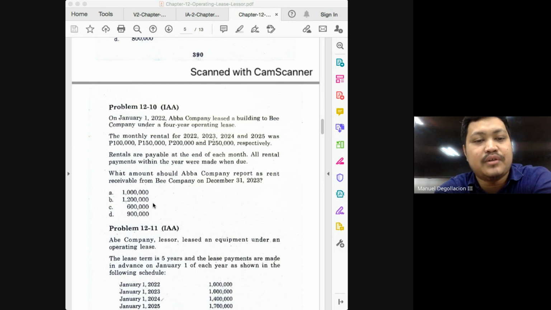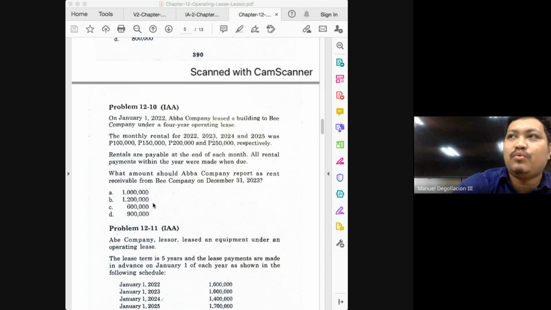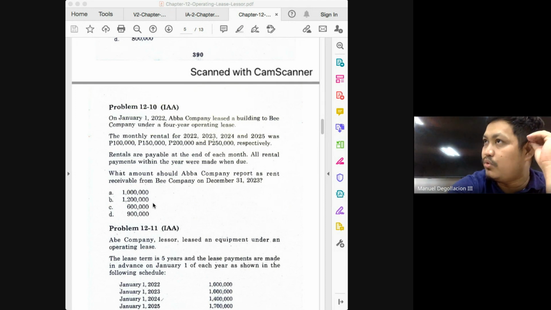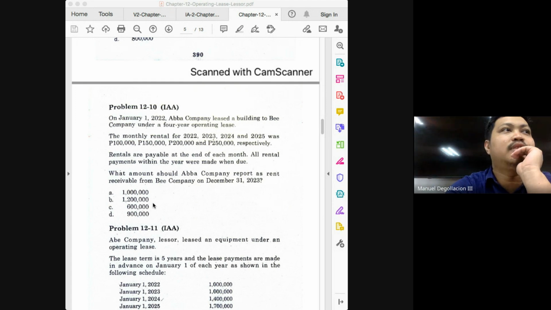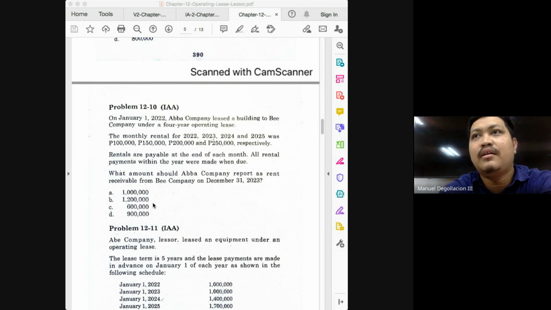But the question is not just on the rental income. The question is on your receivable. How much did we collect in 2022? We only collect the 100,000 monthly rental. So for 2022, we receive a total of 1,200,000. And how much income have we earned? 2,100,000. So what's the difference between 2,100,000 and 1,200,000? That would be 900,000. So your rental receivable at the end of 2022 would be 900,000.